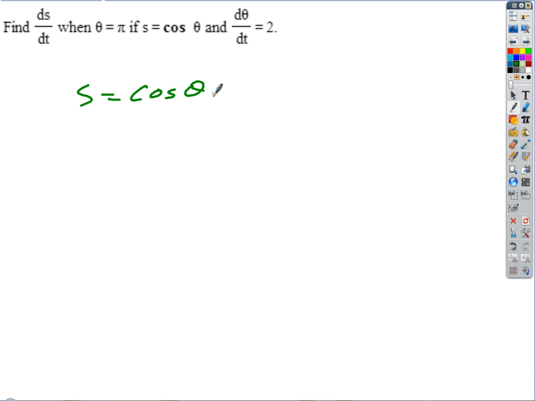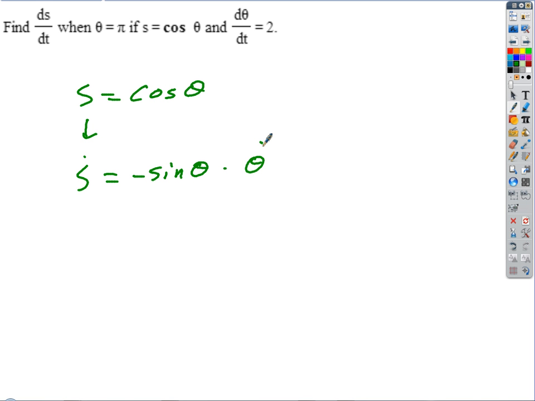If I'm trying to find S dot, well, I just get S dot equals, what's the derivative of cosine theta with respect to t? What's the outer layer here? We've got a cosine of theta, right? So negative sine theta times the derivative of theta with respect to t, which is d theta over dt, theta dot. Dot is the same thing.